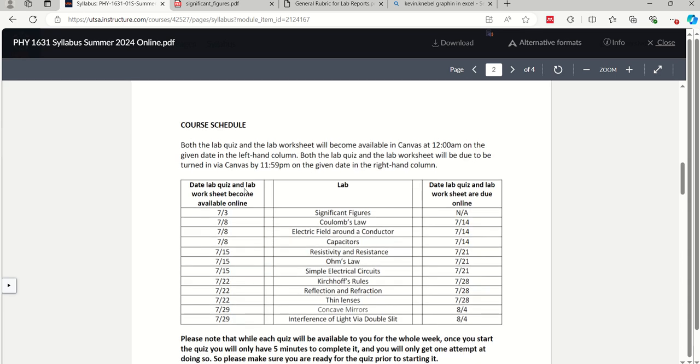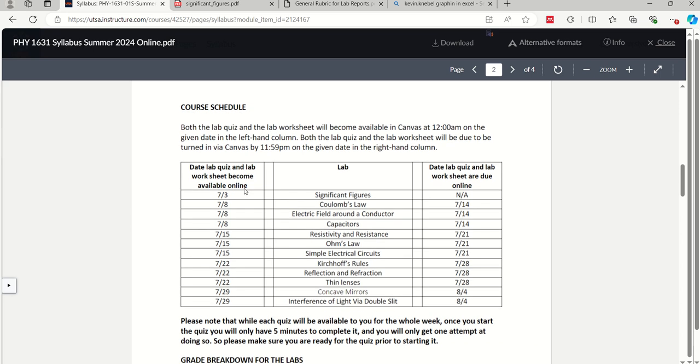So for this course, basically what we're going to be looking at is Physics 2 contents. So the schedule is we're going to be talking about basically charges. We're going to begin by talking about Coulomb's law. How do charges influence the environment? So we're going to be talking about electric fields, some components like capacitors, how charges move through materials, which is resistance and resistivity, and then we're going to be looking at circuits. So we're going to be talking about Ohm's law, simple electrical circuits, and Kirchhoff's rules, which is how to solve circuits. Then the second main concept for the semester is going to be optics, where we're going to be talking about light interactions, right? So we're going to be talking about reflection, refraction, thin lenses, concave mirrors, and then interference of light in the double slit experiment.